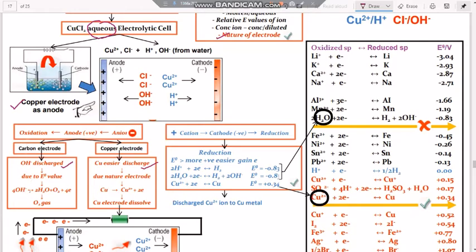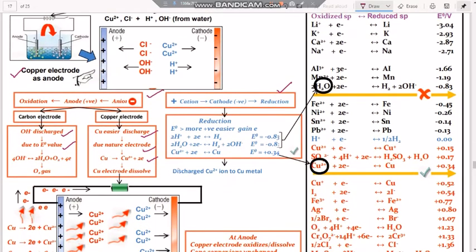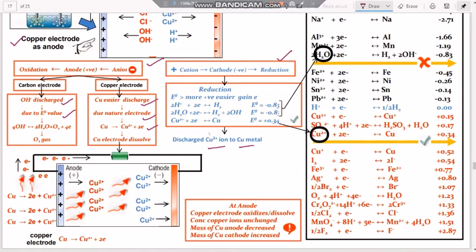Why? Because the E naught value is the criterion in this one. In the case of the copper electrode, the nature of the electrode is most important. Copper gets dissolved in this reaction. So at the cathode, reduction takes place, and at the anode, oxidation takes place. Both are common in this one. So the discharged copper ion to copper metal takes place at the cathode.